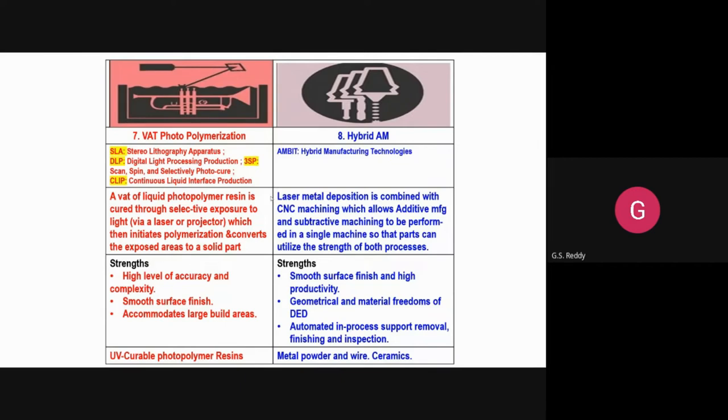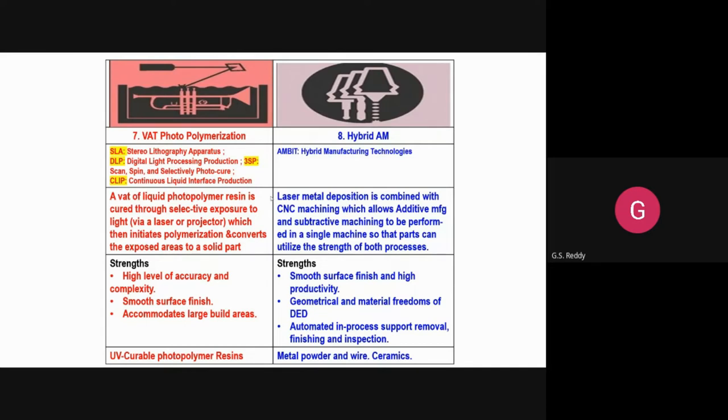Here, the materials used typically are UV curable photopolymer resins. These are the additive manufacturing processes, but the newcomer is hybrid additive manufacturing. It is one of the additive manufacturing processes, but subtractive manufacturing procedures are also incorporated. That means you will be doing two things.